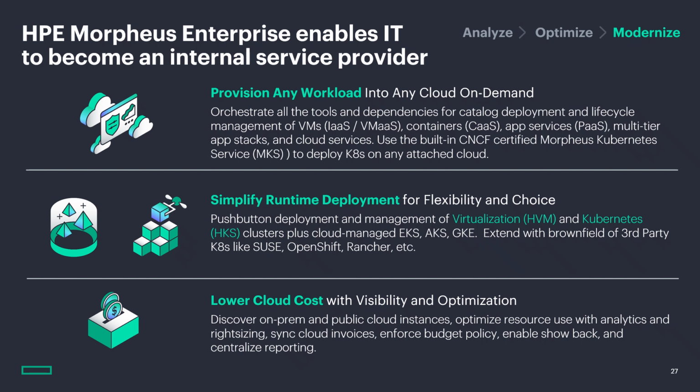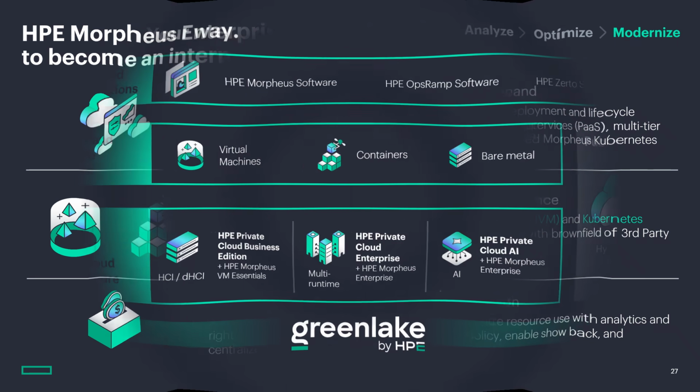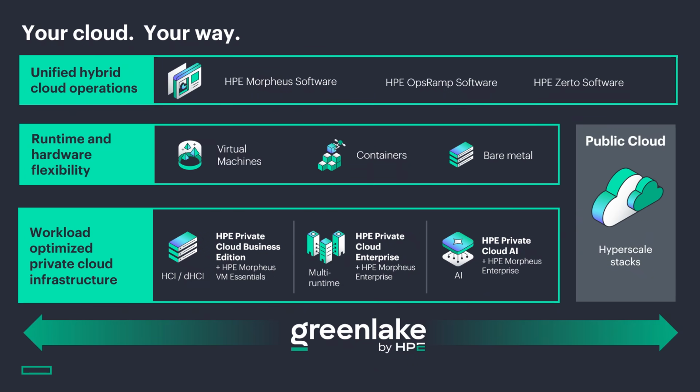You get the built-in CNCF certified HPE Kubernetes Service, HKS, but you can also manage cloud-native clusters like EKS, AKS, and GKE. You can even bring in brownfield environments like OpenShift or Rancher. It's all about policy-driven automation, ensuring security and consistency whether your workload is on a VM on-prem or a container running in public cloud. The end note: your cloud, your way.